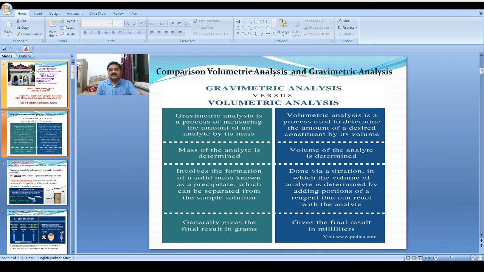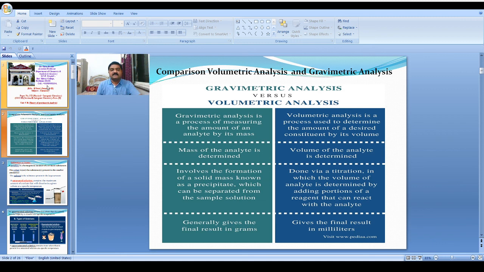That means in volumetric analysis, we determine the amount of the desired constituent by its volume, whereas in gravimetric analysis, the process is measuring the amount of an analyte by its mass. It means that in gravimetric analysis we have to determine the mass of the analyte or substance. Second, in volumetric analysis, the volume of the analyte is to be determined. That means we have to prepare the solution of the analyte or the substance which is to be determined.